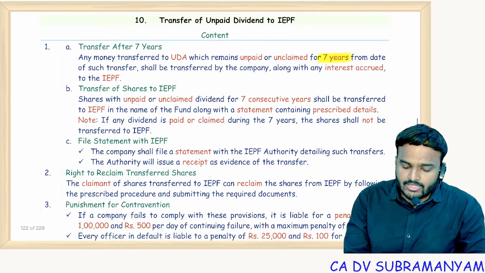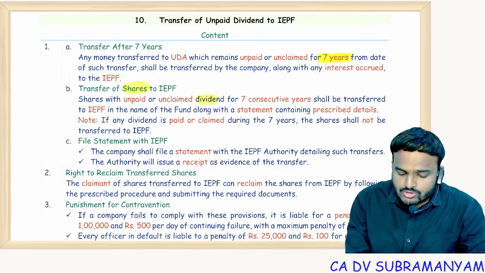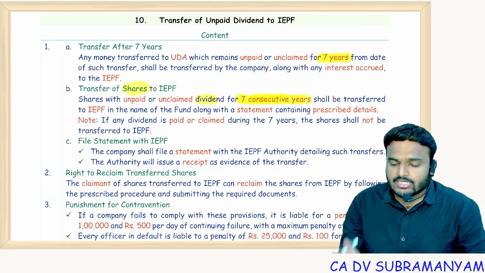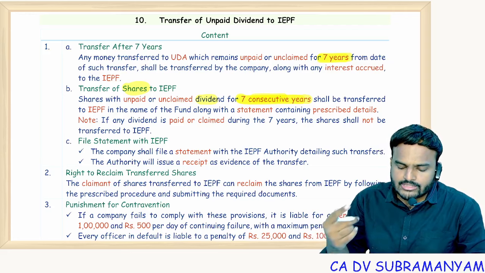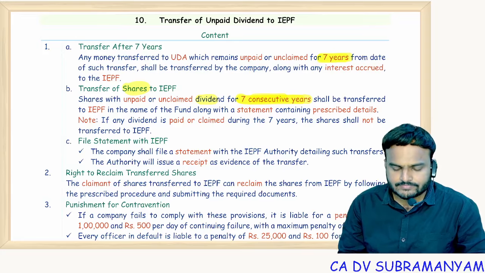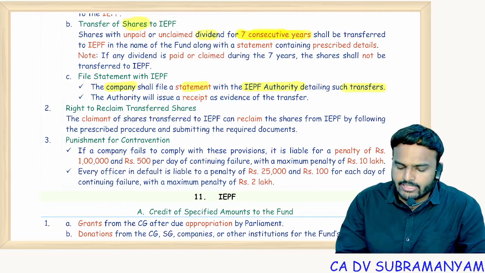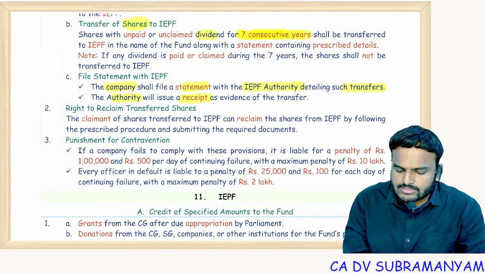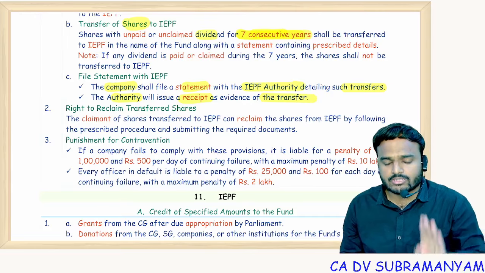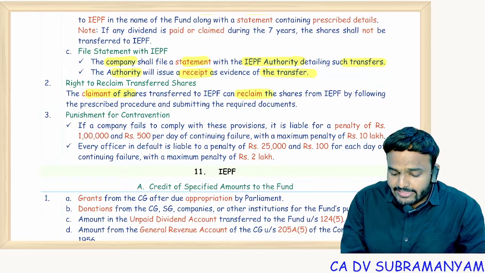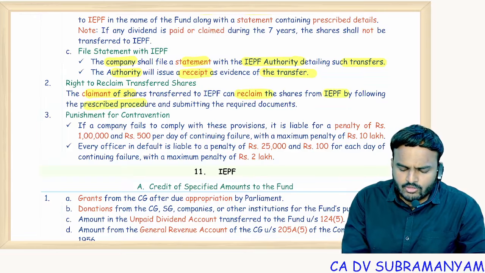Clear? Not only dividends but also shares whose dividends remain unclaimed for 7 consecutive years, those dividends and shares are to be transferred to the IEPF account. The company shall file a statement with the IEPF authority detailing such transfers. The authority will issue a receipt as evidence of the transfer. You will get an acknowledgement. The claimant of the shares can reclaim the shares from IEPF by following the prescribed procedure.